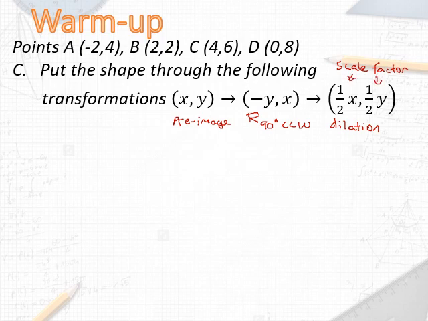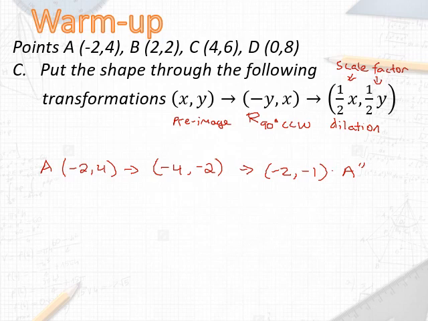All right, so we have to put the points of the shape through this transformation. So we've got A is minus 2, 4. That first transformation, we're going to reverse x and y and change the sign of y. So it's going to become minus 4, minus 2. And then we're going to divide both numbers by 2 or multiply by half. So it's going to be minus 2, minus 1. And that is the coordinate of A double prime because it's gone through 2 transformations.